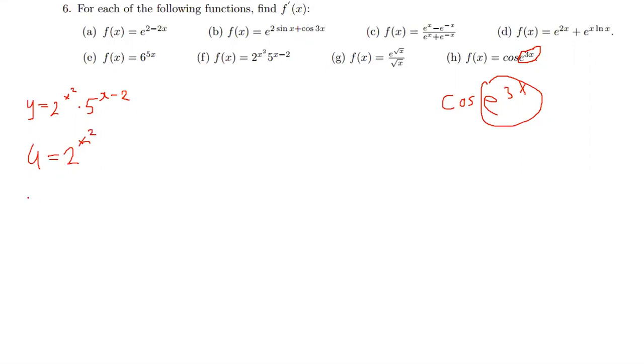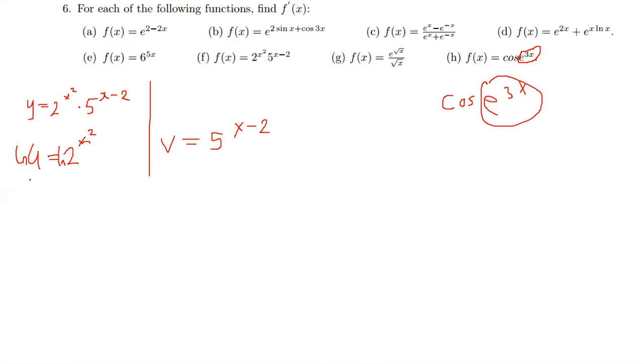All right. So our v here will be equal to 5^(x−2). So find the derivative of this. You are going to introduce ln this side. You also introduce ln that side.